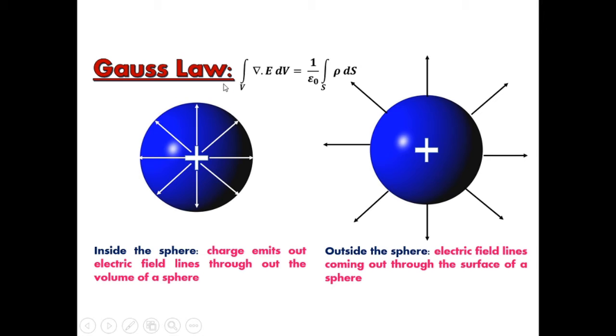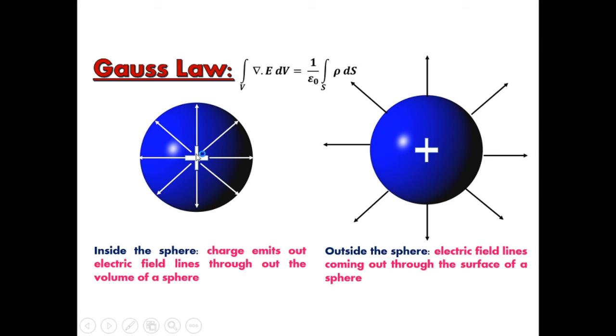Gauss law states that the divergence of the electric field, so del dot, means the divergence. Del is the operator which operates on a vector. Here the electric field acts like a vector field. So divergence of an electric field over the volume V is equivalent to the charge density enclosed by the surface of a sphere. Let us see how logically it can be understood.